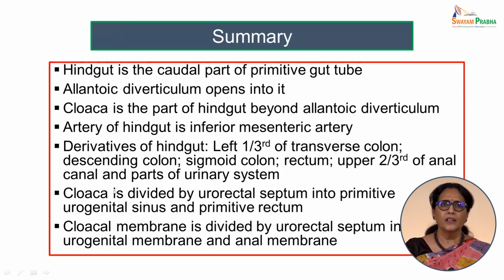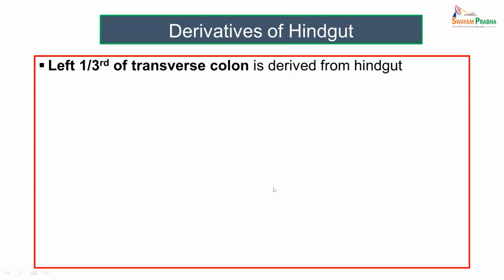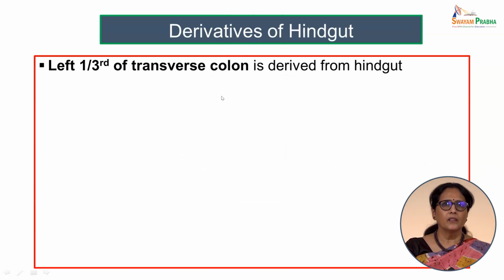The cloaca is divided by urorectal septum into primitive urogenital sinus ventrally and primitive rectum dorsally. The urorectal septum extends and divides the cloacal membrane into a urogenital membrane ventrally and anal membrane dorsally. We are done with subdivisions of hindgut. Now let us look at the derivatives of hindgut.